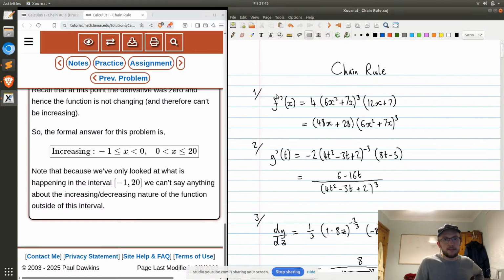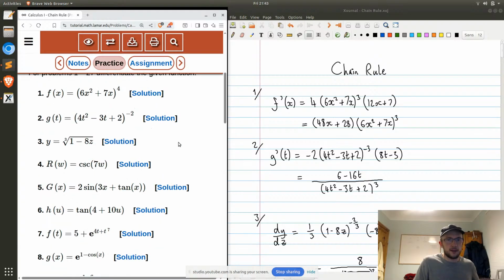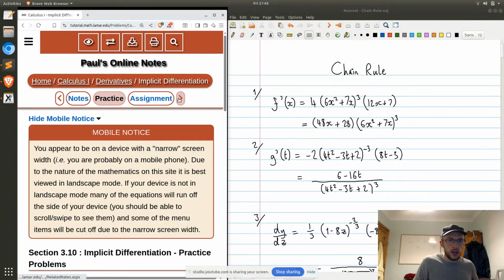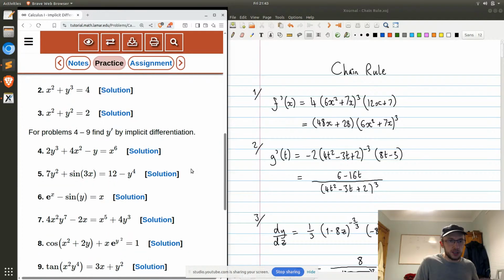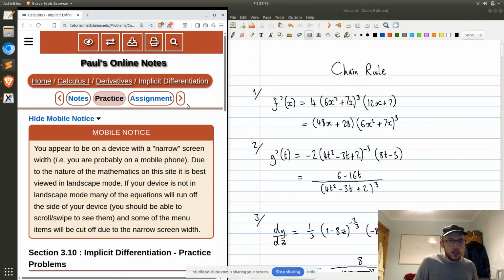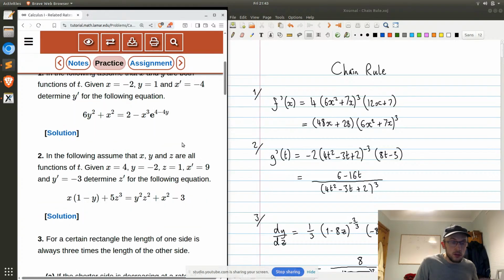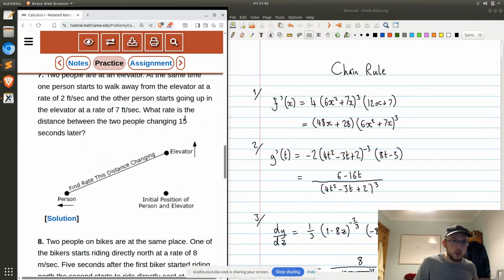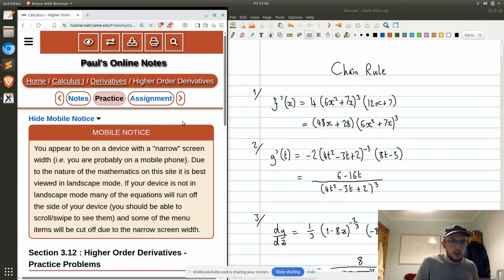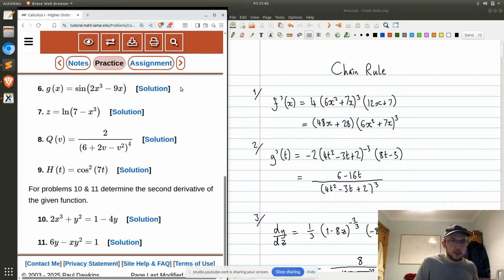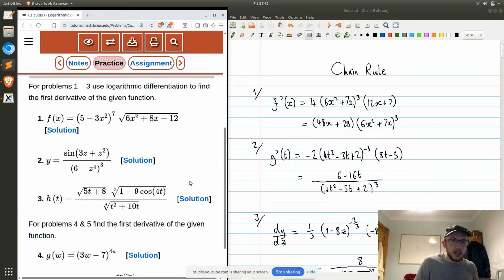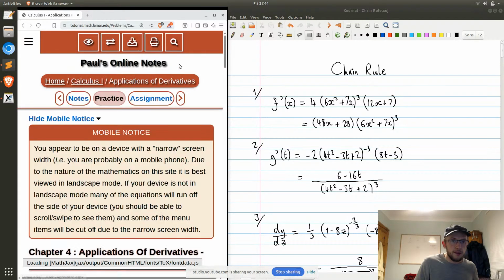So who's next? Implicit differentiation and related rates. Okay. So wordy word problems. Higher order derivatives. Okay, that'll be good. And logarithmic differentiation. And then chapter 4. But that's for another day. Be well.